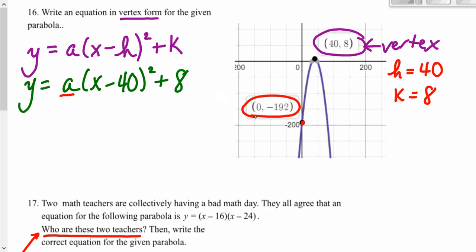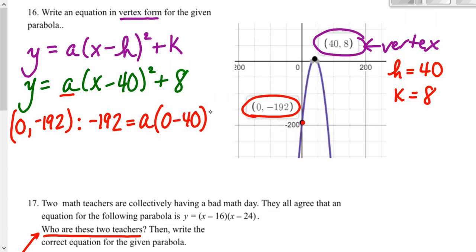So I'm going to be using this point, (0, negative 192), to find that missing value. So I'm going to write this ordered pair and then remind myself of what I'm plugging in. So this number is the y. The a is what I don't know. This 0 is an x coordinate. And then I'll work it from there.